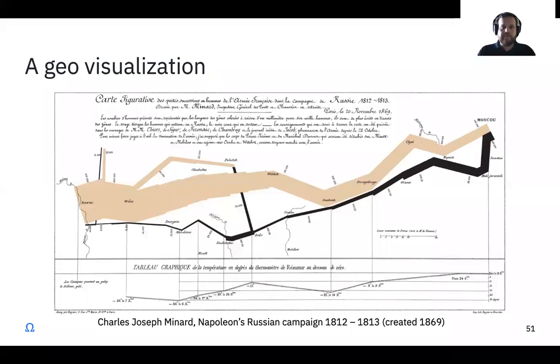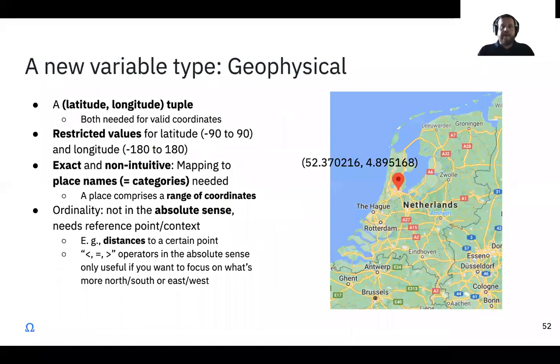So that's why this visualization is the connecting thread of this lecture. And regarding geodata, geodata comes with a new variable type. Like we had the variables such as ordinal and nominal or categorical and so forth, and we had numbers, multivariate. So we have a new variable type here. Geophysical is a variable of its own. It's a tuple which always has to contain both latitude and longitude, and both are needed for valid coordinates.